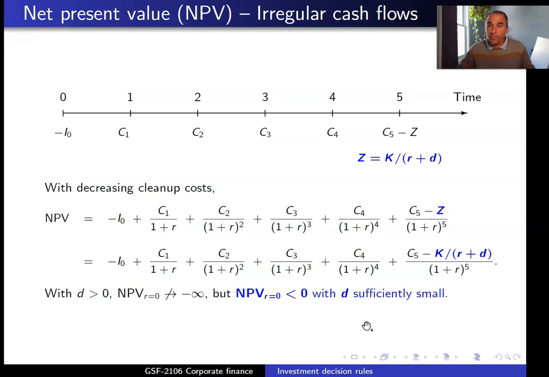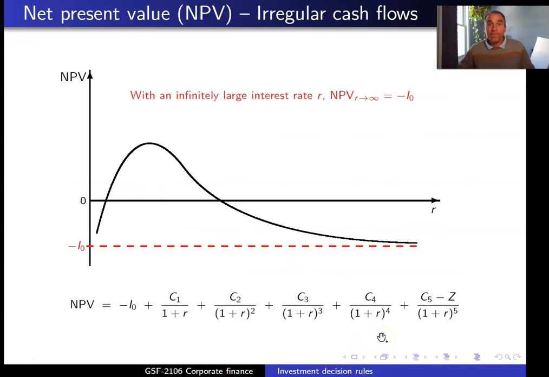So that would be the more general model, the most general model of a project with irregular cash flows we will see in this class. And what is the limit when the interest rate goes to infinity? So it's simply minus the initial investment, regardless of what happens with the cleanup cost.